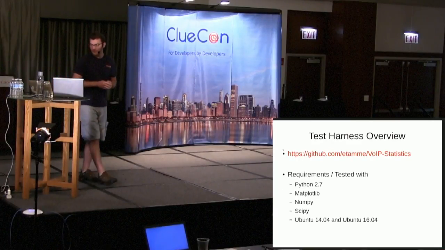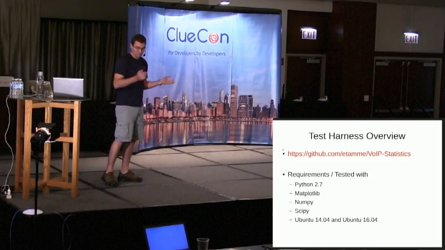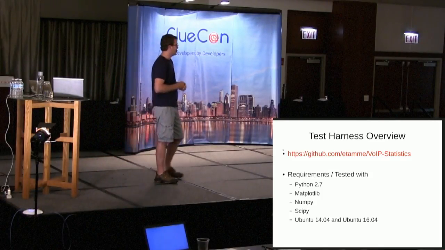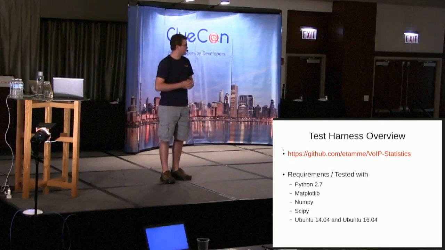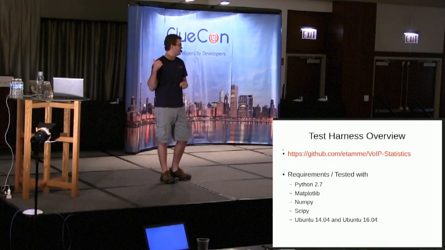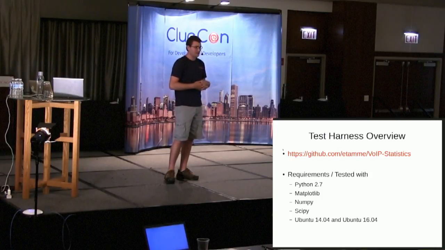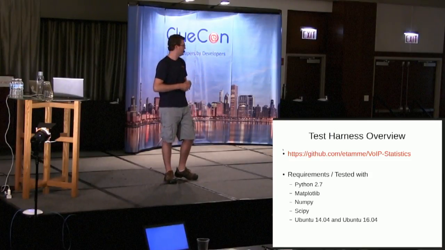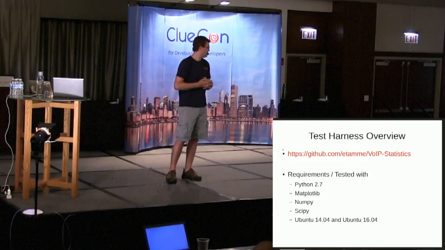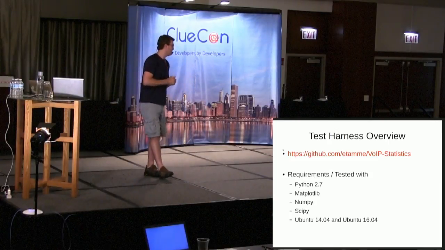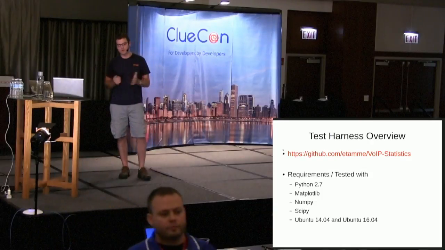So the test harness overview. If you want to, you can run this during the presentation and just poke at it. It's on GitHub, github.com/etamme/VoIP statistics. I'll leave this slide up for a little bit. It's written in Python. It should work with Python 2.6 and 2.7. I tested with 2.7. You need to install three libraries, matplotlib, numpy, and scipy for it to work. I tested it on Ubuntu 14.04. I then decided to update my laptop to the newest LTS and nearly broke it. But I got it working, and I also tested on 16.04. So it works with both of those, but should also work on Windows, OS X, etc.